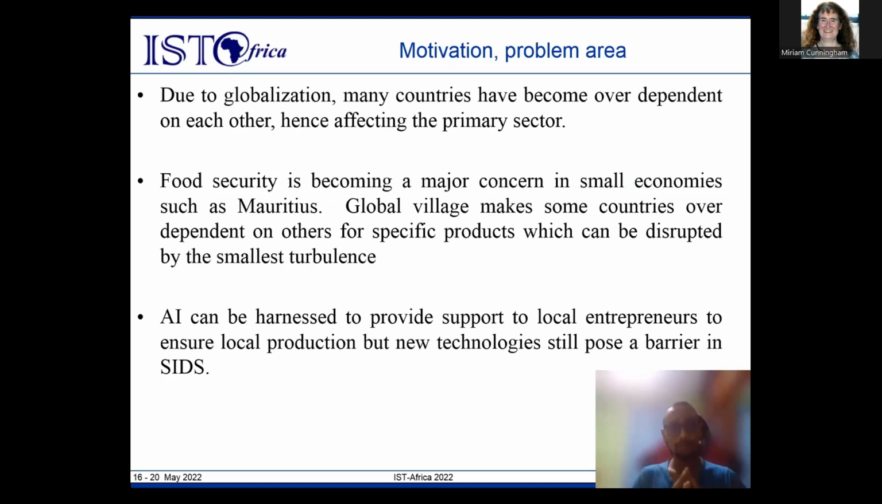So, what is the problem area? Globalization and the concept of the global village, where countries are able to depend on each other, is not something new. However, did you know that overdependence can have serious impact due to the smallest of disturbances? Yes. Food scarcity is a major problem in small economies such as Mauritius. Luckily, AI can be harnessed to provide support to local entrepreneurs. However, new technologies still pose a barrier in small island developing states because of the lack of opportunity and support from the local government.